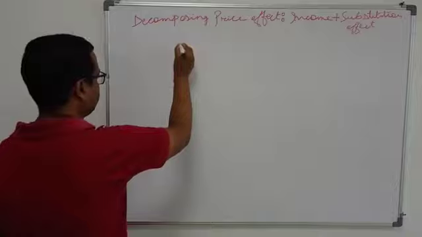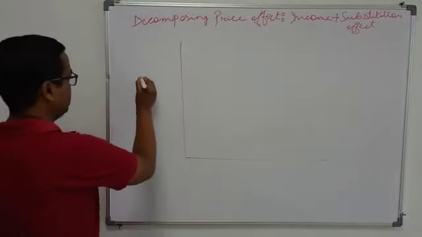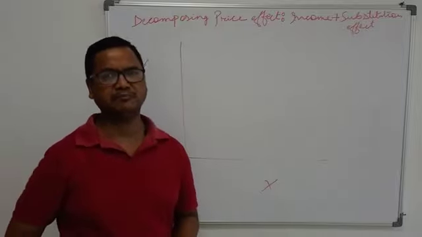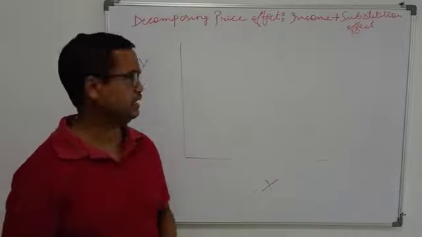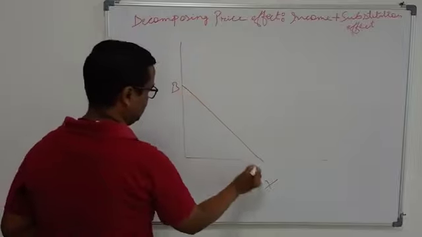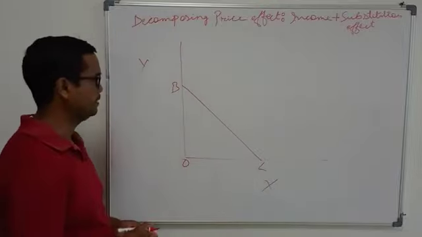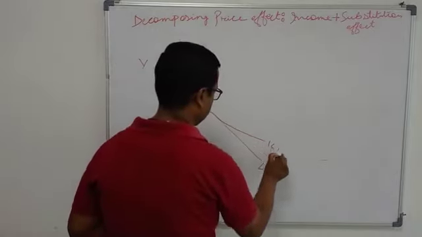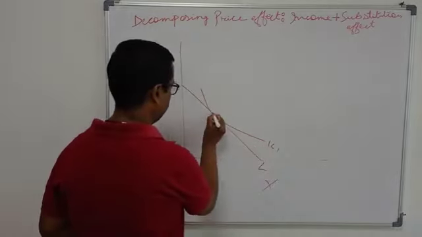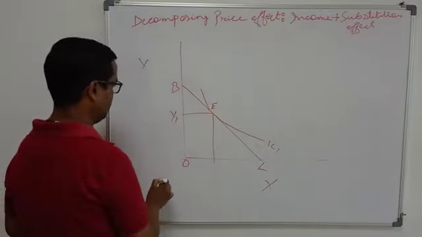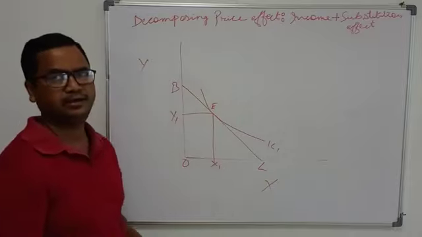I'll draw the two-dimensional graph, where we measure Y good on the Y-axis and X good on the X-axis. Given the money income and prices of the products, you can have one budget line. This BL is the original budget line, and the consumer is in equilibrium at point E, the tangency between the budget line and indifference curve IC1, where the consumer is purchasing OY1 of Y good and OX1 of X good.